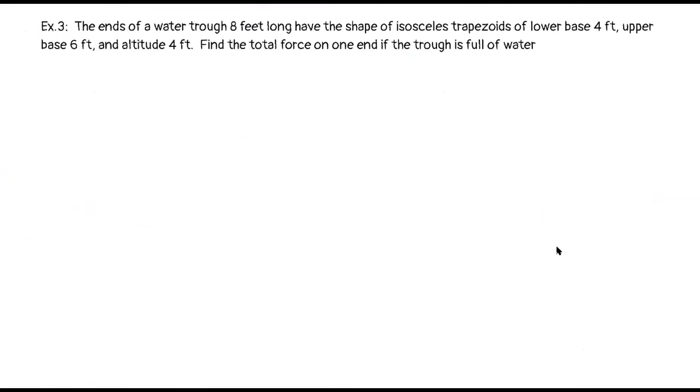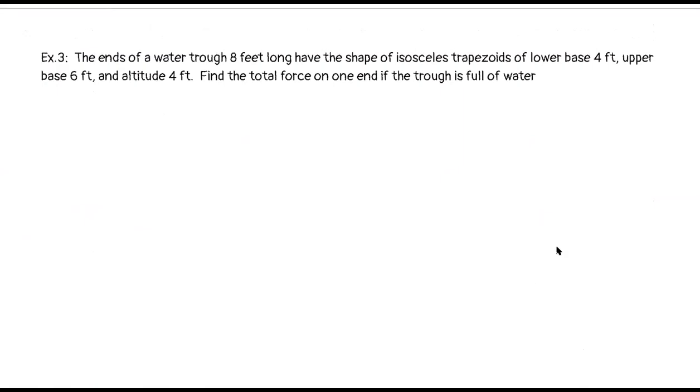All right. So we have this question. The ends of a water trough 8 feet long have the shape of isosceles trapezoids of lower base 4 feet, upper base 6 feet, and altitude 4 feet. So as soon as I've seen these units, I know I'm only going to need to use the density of water, the 62.5, and that the gravity is already accounted for in the other units that we're using.